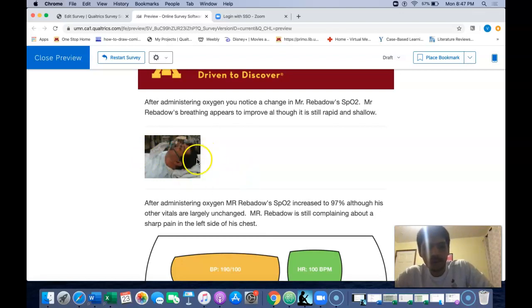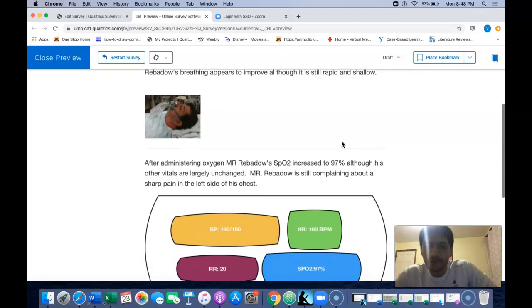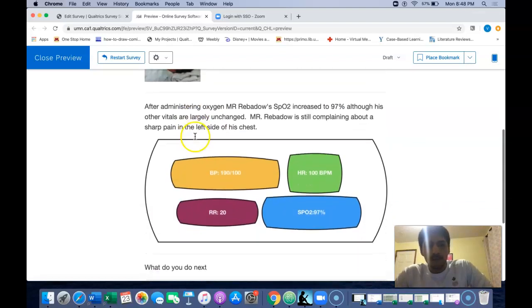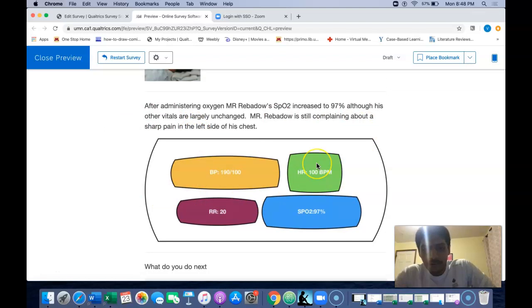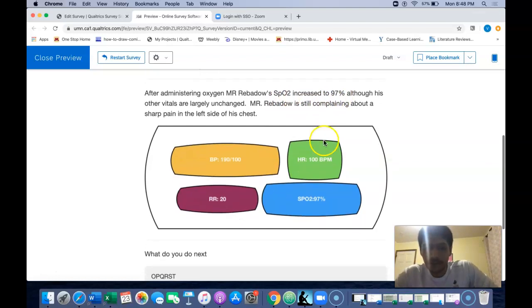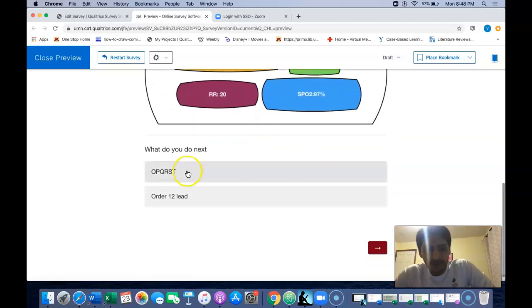Once they pick that action, you get the text. After administering oxygen, you notice a change in Mr. Ribadow's SpO2 reading. His breathing appears to improve, but it's still rapid and shallow. And here are the vital signs post NRP mask. His oxygen increased from 92 to 97%. So he is getting better, but still not great. His blood pressure is still extremely high, and his heart rate, for a resting heart rate, is still very high as well. So then what do you do next?